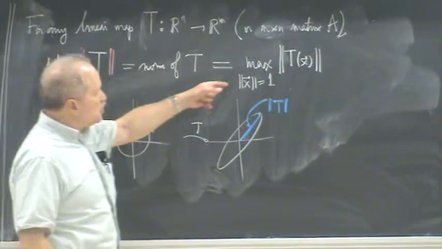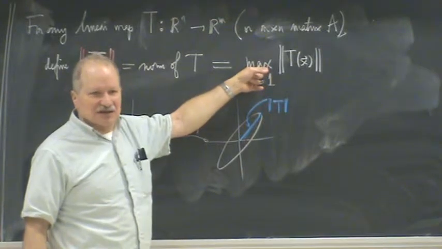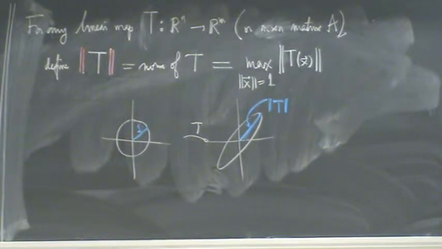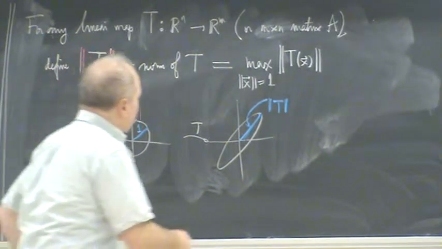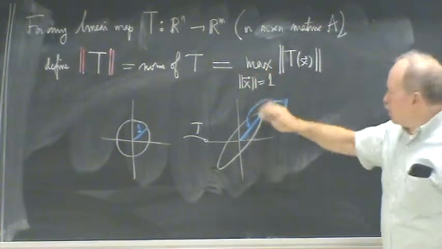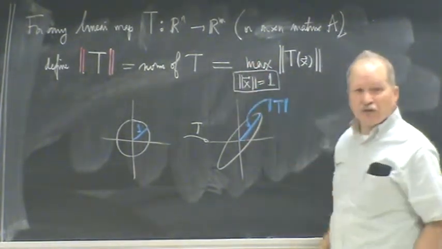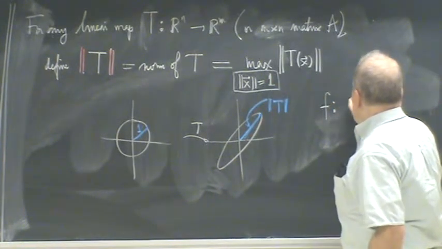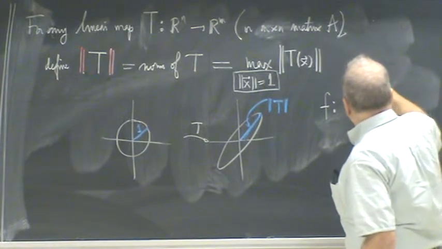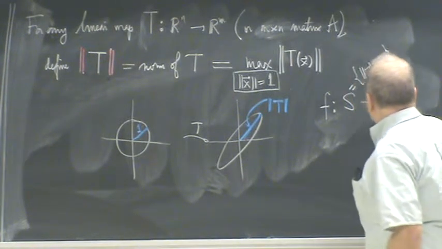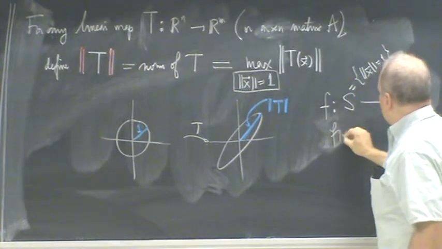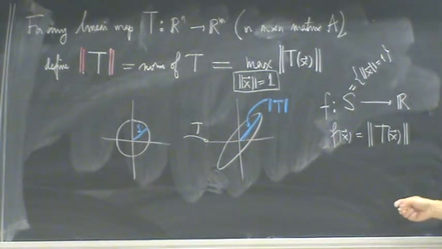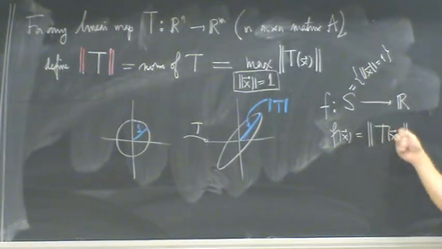I'm not saying there's a unique x. In fact, there isn't a unique x where the max occurs. But by the maximum value theorem, we argued this yesterday, Matthias, I'll get to you in a sec, there is a maximum because we're looking at the unit sphere, which is compact. S here is the unit sphere, and we're mapping S to R by taking the magnitude of T of x. And you guys told me yesterday why this is a continuous function.